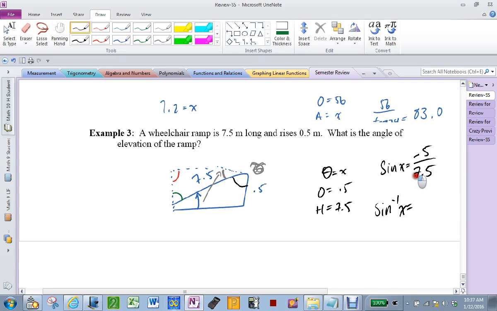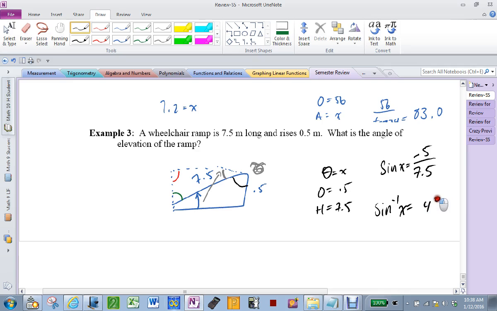And I punch that in my calculator, however it is you have to punch into your calculator. For me, it's shift sine, because I hit it first, bracket, 0.5 divided by 7.5, close brackets, equals. And what do you get? 4 degrees. Is everyone okay with trig?